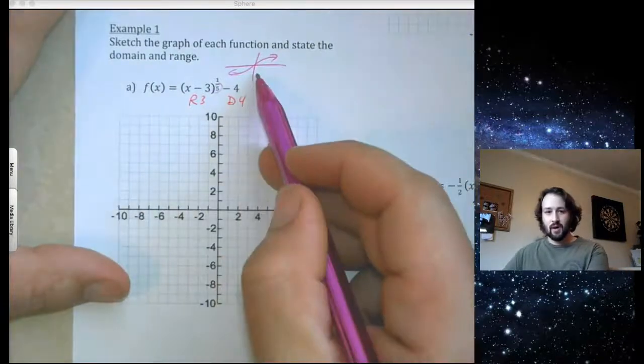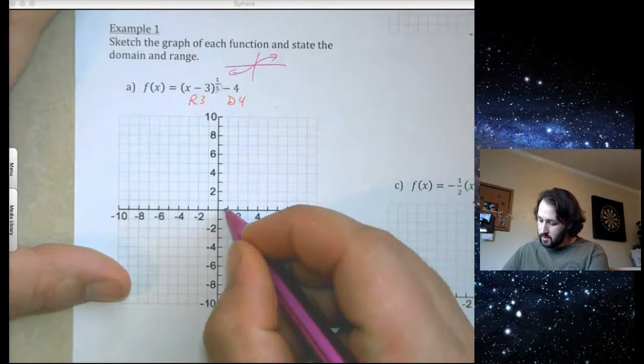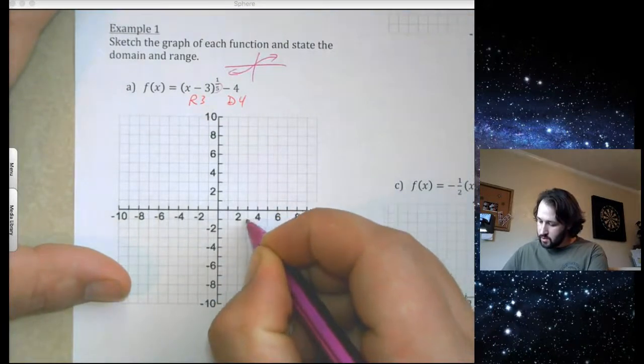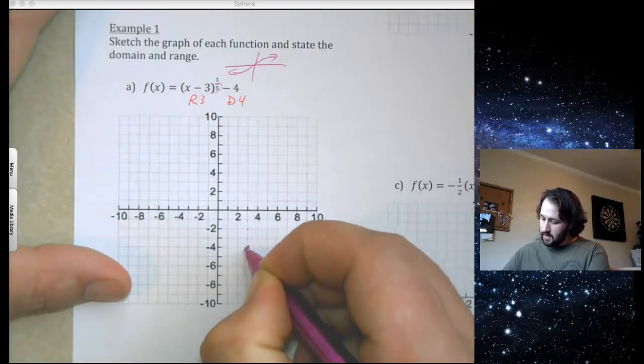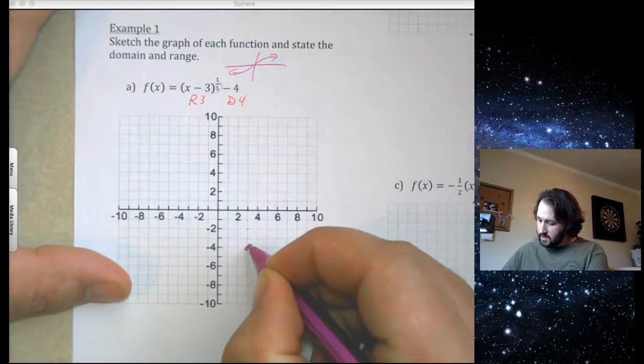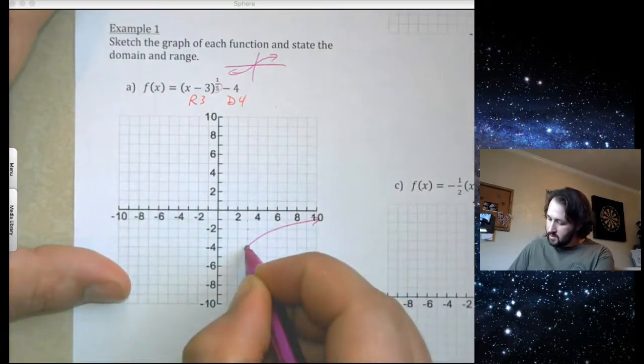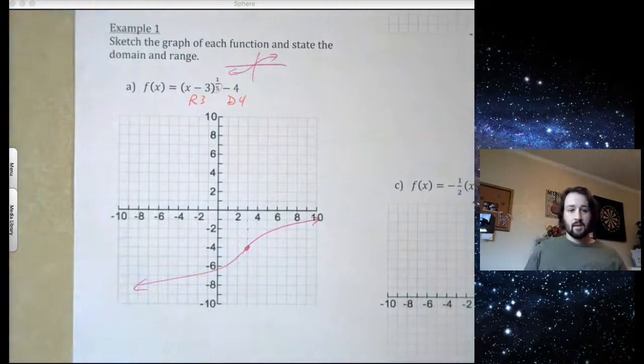So if I take this graph, I move it 1, 2, 3 to the right, down 1, 2, 3, 4. Then all I really care about is that it's going to look something like a cube root graph. That's really all that we're going to be hitting on this one.